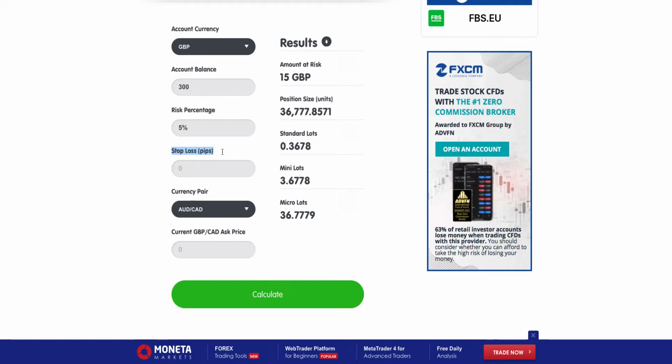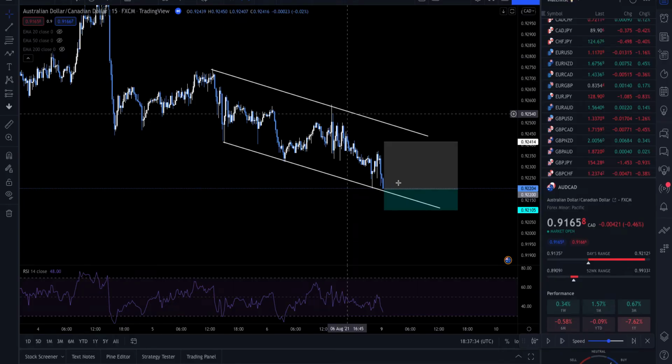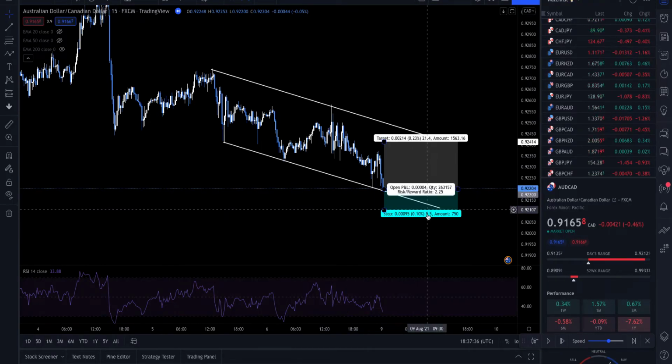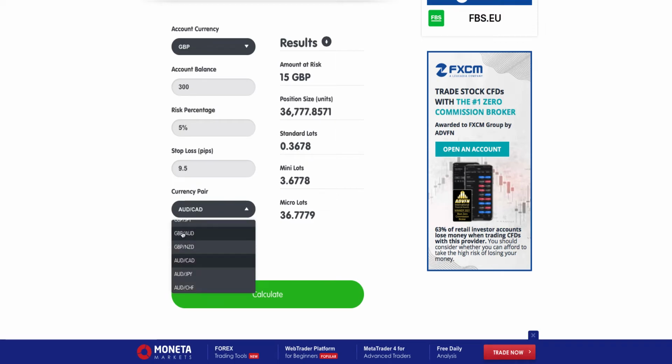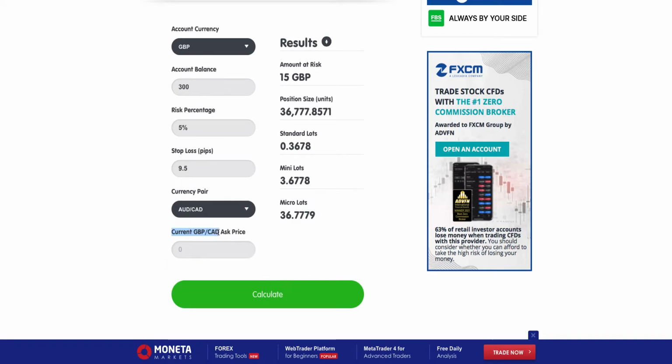So let's stick with 5%. Stop loss in pips, so this is where this figure comes in handy. So the 9.5 is what we need to enter. So we'll come back onto here, 9.5 digits or pips away from our entry price. The currency pair we're trading is AUD CAD in this situation, but obviously this will vary depending on what you're trading. So if you're trading GBP AUD, obviously set it as that. But in this instance, we're trading AUD CAD.